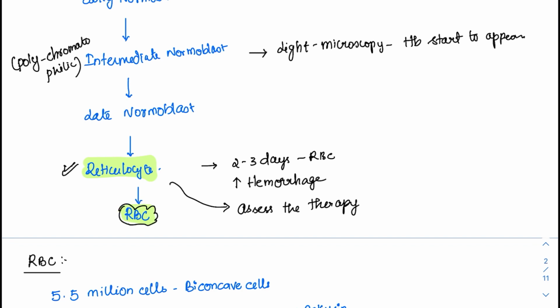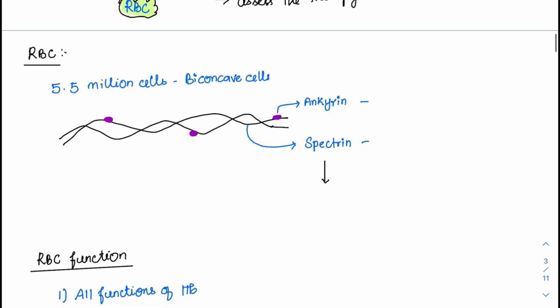This RBC, they are usually 5.5 million in count, and they are biconcave in shape. All of us would have observed it in the microscope, and they are biconcave cells. Then it has two important structural membrane proteins, called ankyrin and spectrin. There are several proteins, but two of them are very, very important. Among these, you can see here the spectrin is spread over a wide range of area.